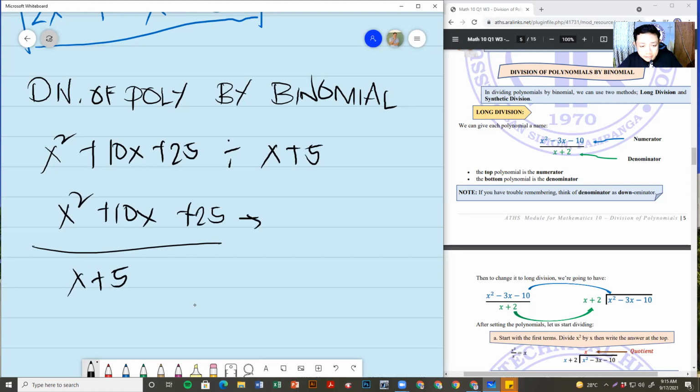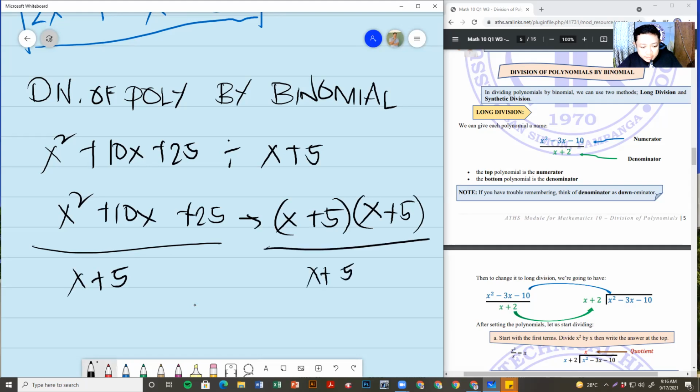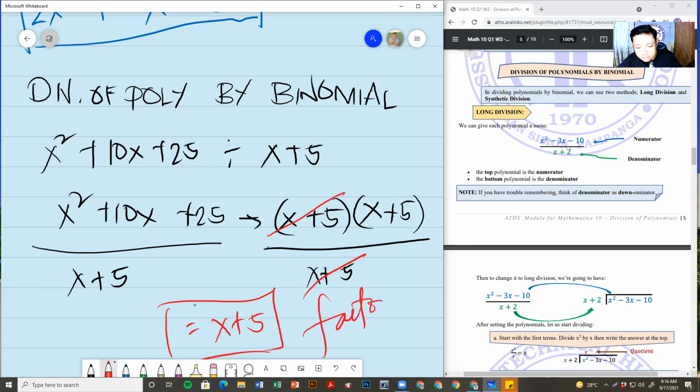Factor this. This is a perfect square trinomial. This becomes x plus 5 times x plus 5, divided by x plus 5. And then we can cancel this. What's left here is x plus 5. That's one way, by using factoring. Factoring is one of the many ways on how to divide polynomials by binomial.